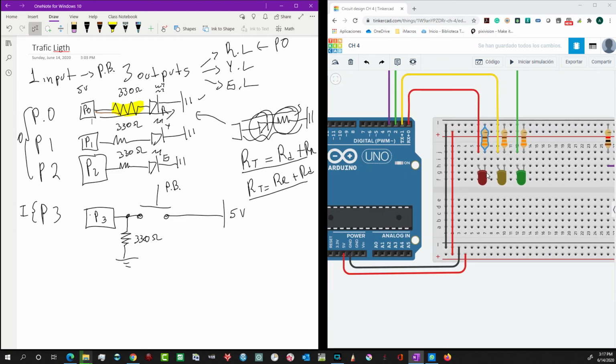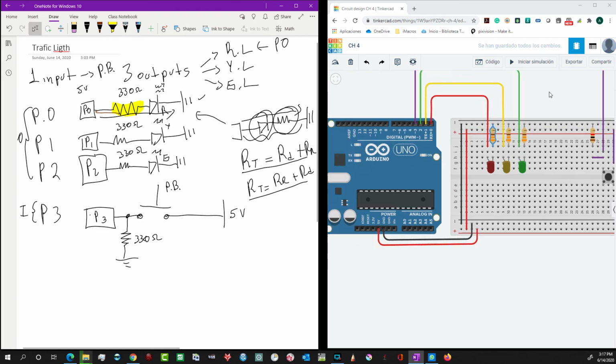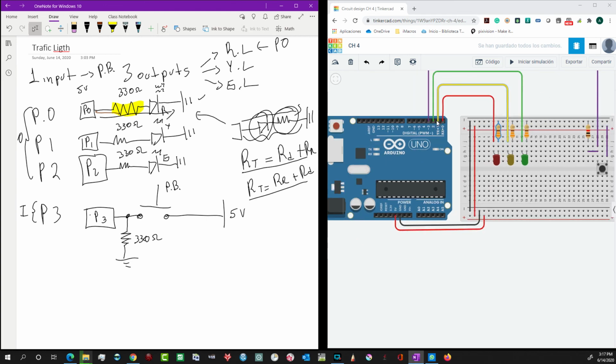So again, my connection goes to the positive of my LED, and after that it goes connected to negative, and I need to use the resistance 313, orange brown. This is the value, and that's it. And the same goes for port number 1 and port number 2.